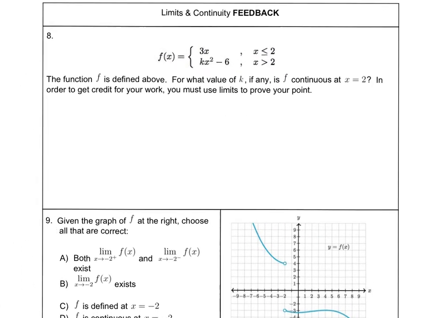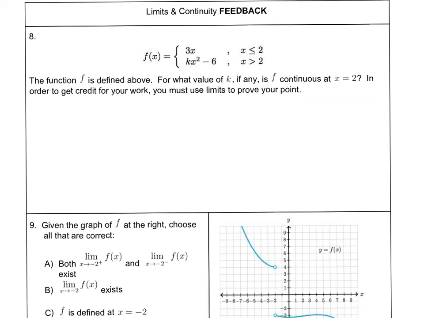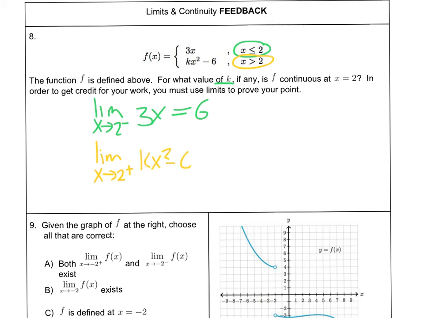For limits and continuity, which is our new section, we've got a function which is defined up above, and we've got to find a value of k to make this continuous at x equals 2. Continuity means that I need the limit as x approaches 2 from the left of f of x, and because this is the left side, I'm going to use 3x as my equation, and that's going to be 6. I need the limit as x approaches 2 from the right, because this is the right side of my graph, the greater than side. I'm going to use the kx squared minus 6.